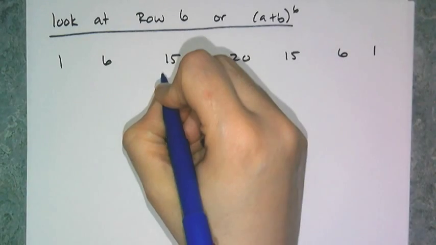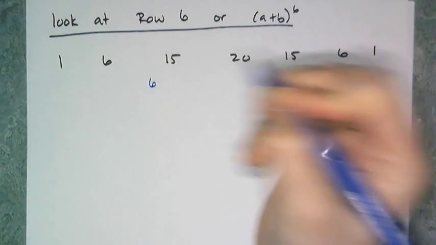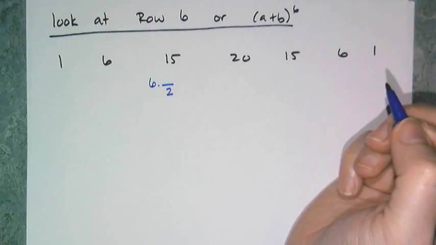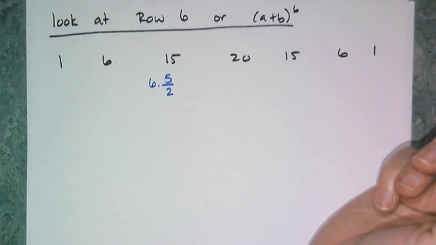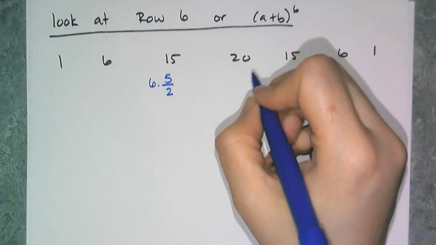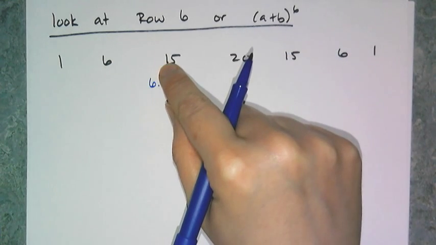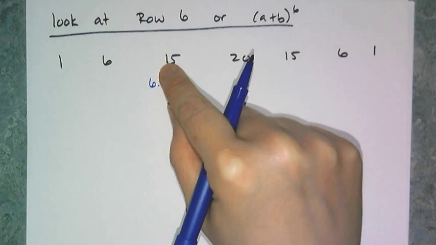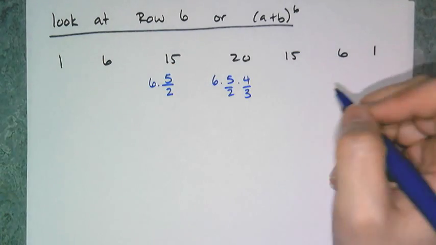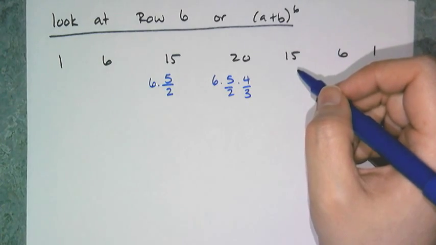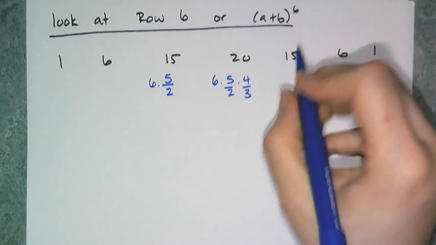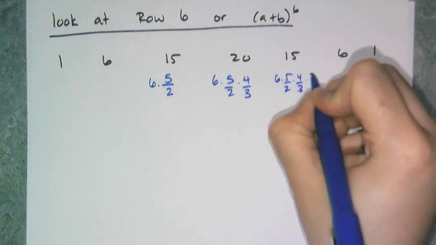In order to get 15, I take 6 and I divide it by 2 to get 3, and then I multiply it by 5. And then in order to get the 20 from the 15, well, if I take 15 and I divide it by 3, I get 5, and I multiply it by 4, I get 20. You might see something going on here. Well, to get 15, what I do is I undo what I did to the 20. So I just have to multiply by the reciprocal of 4/3, which is 3/4.